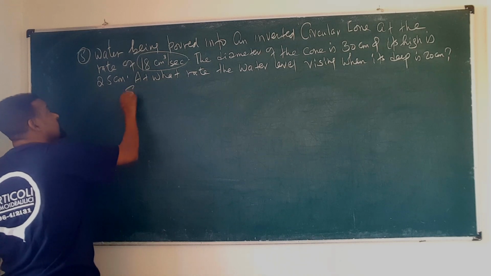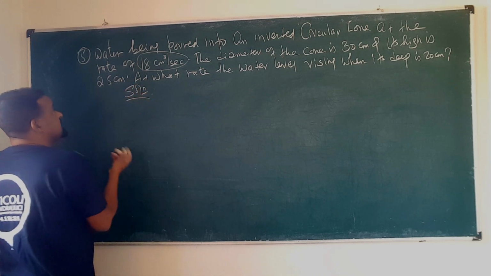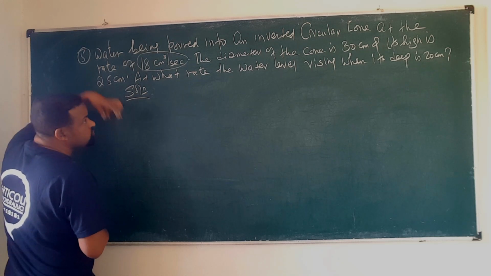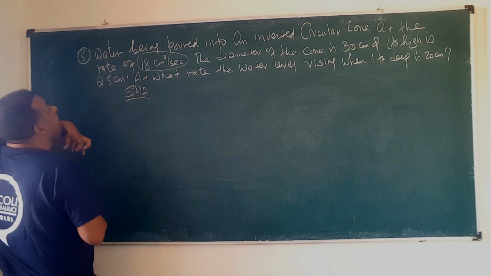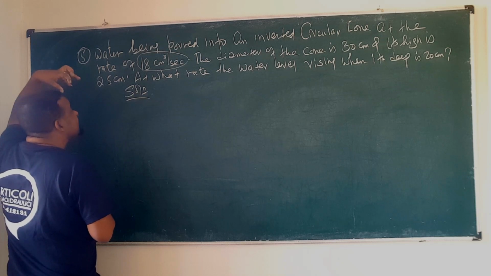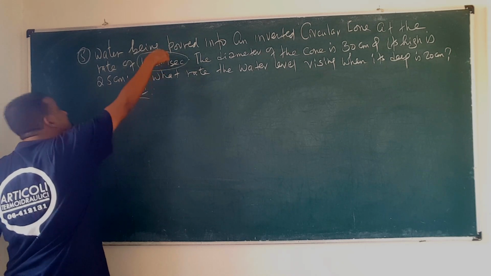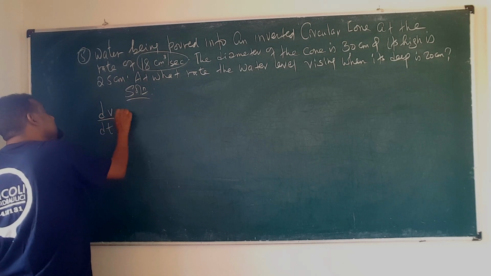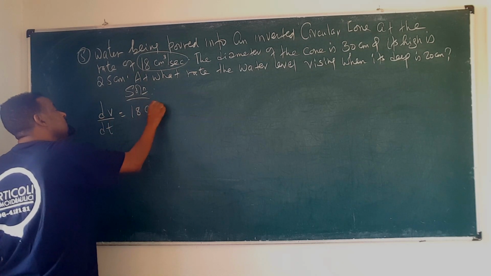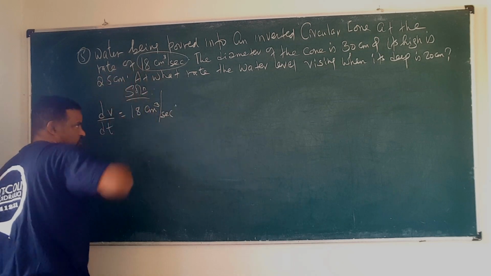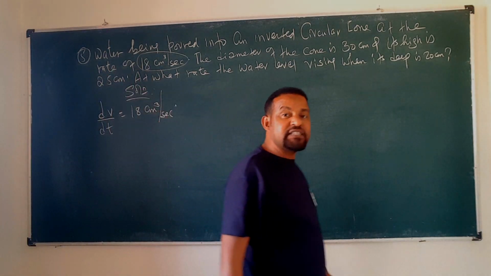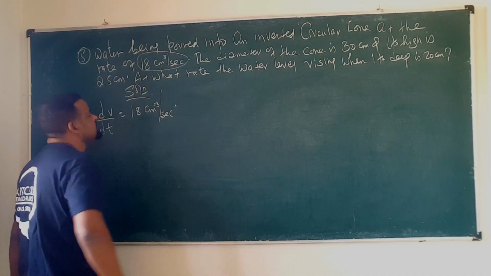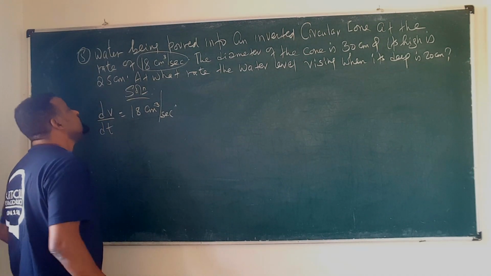Look. There is a circular inverted cone and the water is being poured into that cone, of course. At what rate? At the rate of 80 centimeter cube per second. So automatically dV by dt is given to be 80 centimeter cube per second. So the rate at which the volume is increasing is 80 centimeter cube per second.